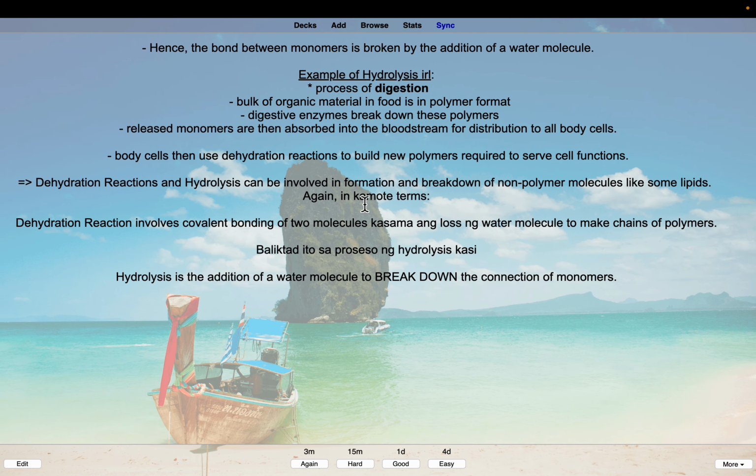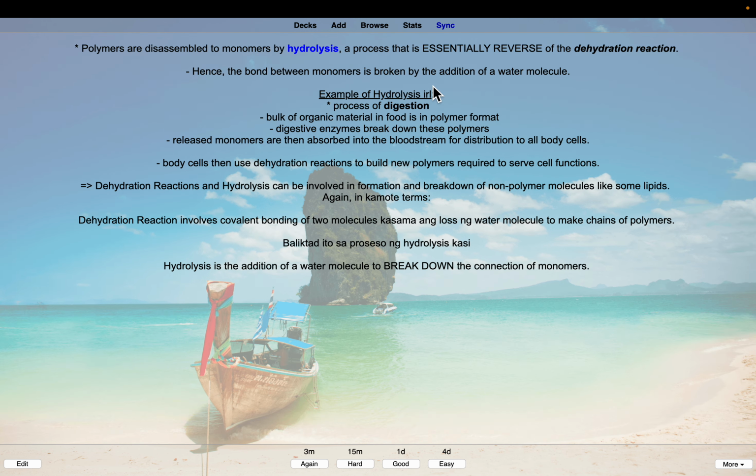Okay. Maybe in layman's terms, dehydration reaction involves covalent bonding of two molecules together with the loss of a water molecule to make chains of polymers. So it's the opposite of the process of hydrolysis, because on the contrary, hydrolysis is the addition, not the loss, of a water molecule to break down the connection of monomers. So in this flashcard, we just want to know what's the difference between hydrolysis and dehydration reaction.